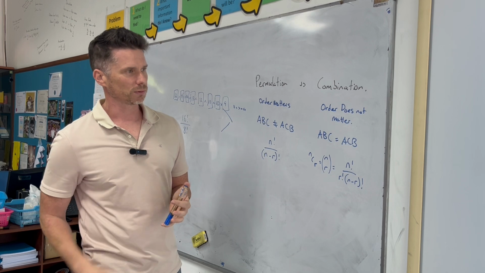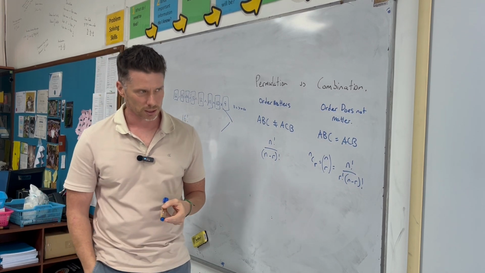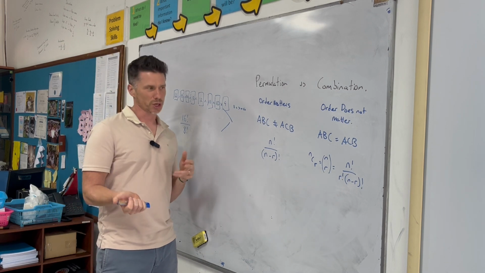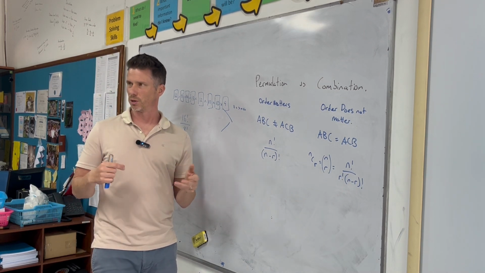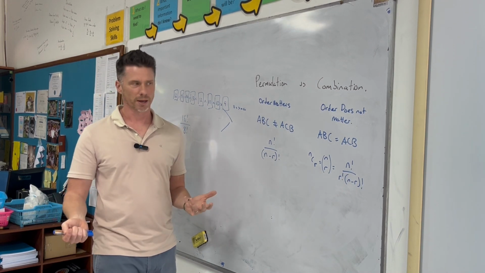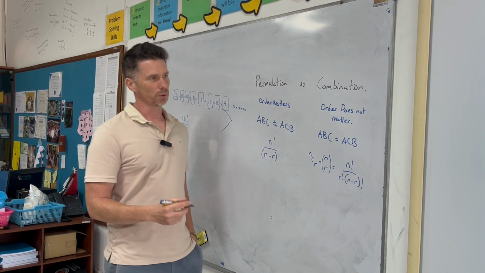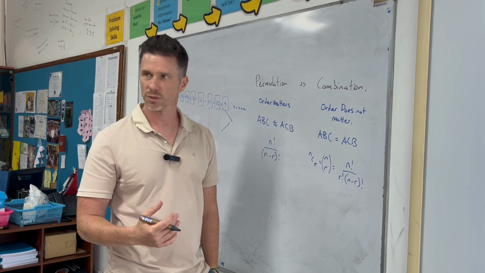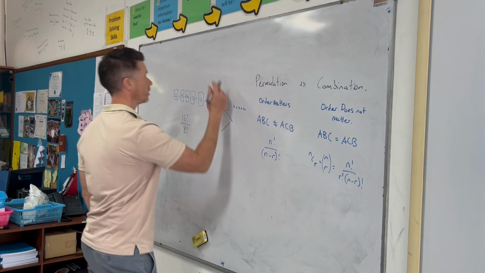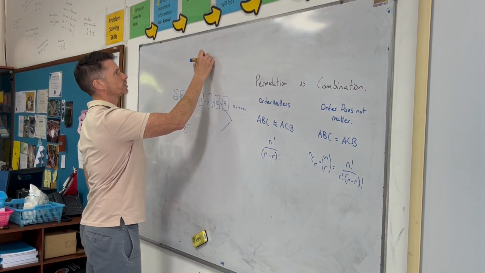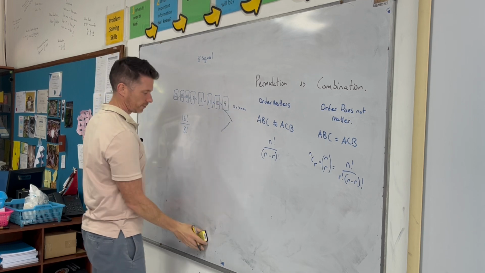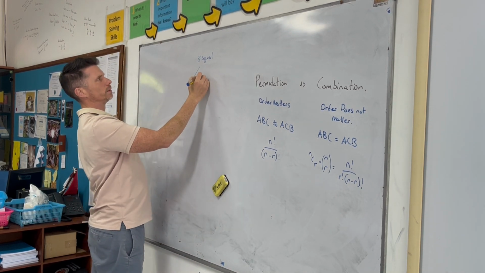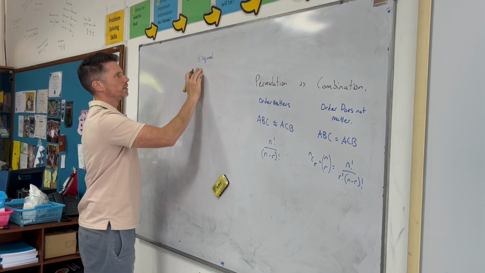How many different teams of 3 can be selected from a squad of 8? So this is a combination. That means James, Paul, and John is the same as Paul, James, and John. The same team. It doesn't really matter. Right, so how would I work this out? Squad of 8, teams of 3. Let's use the formula for this one.